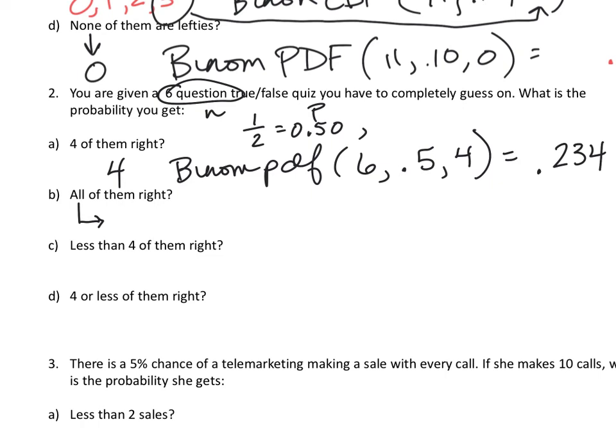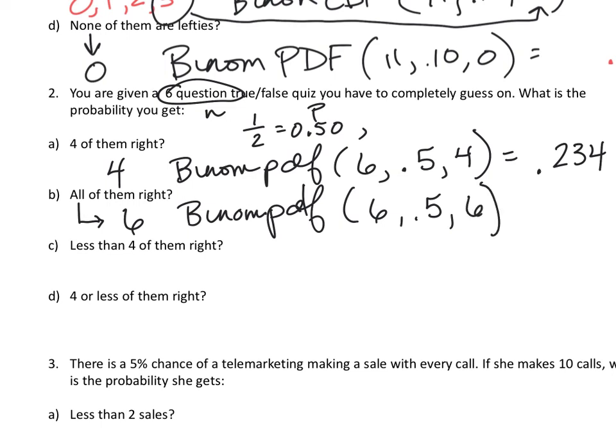There are 6 questions. If you get all of them right, that's getting 6 of them right. That's just the number 6. Don't do the thing where you're like, well, that one was PDF, so the next one must be CDF. Don't count on it. Just make sure you're reading the question. 6 total questions. 0.5 is the probability of getting each one correct. 6 would be the X value of getting all correct. All of them would mean 6 of them.